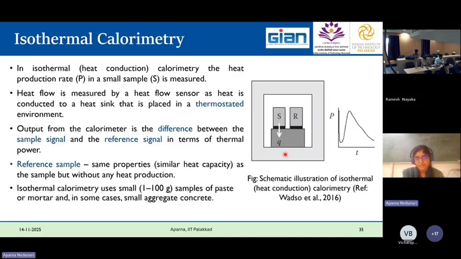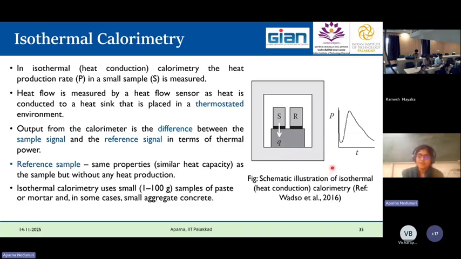Now comes isothermal. In adiabatic, what we have done is increase the temperature of the surrounding similar to the temperature of the sample so that there is no heat loss. In semi-adiabatic, instead of increasing the temperature of the surrounding, we are insulating it. We are trying to minimize the heat loss from the sample to the outside, but we are not increasing the surrounding temperature. But whatever minor heat loss can happen is accounted for.